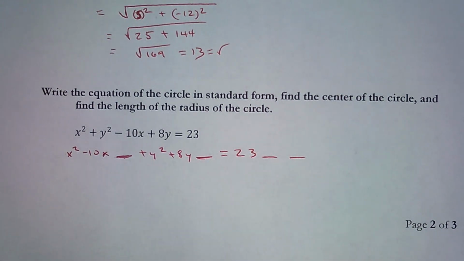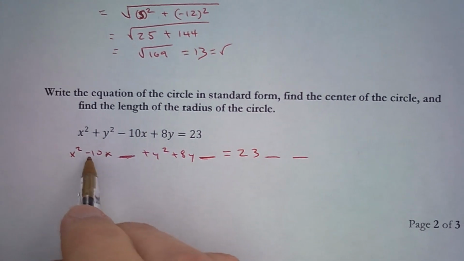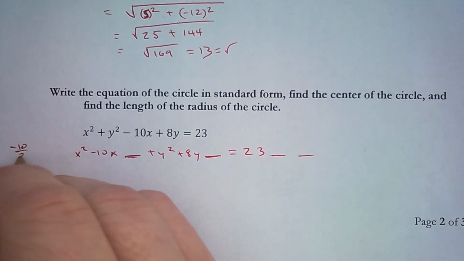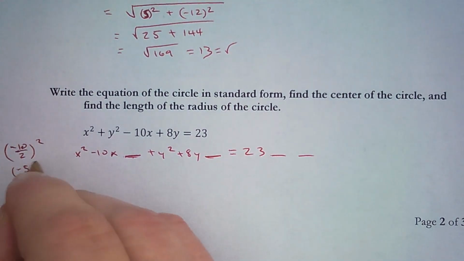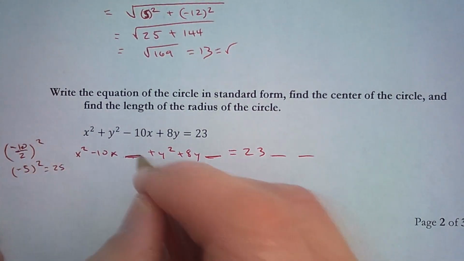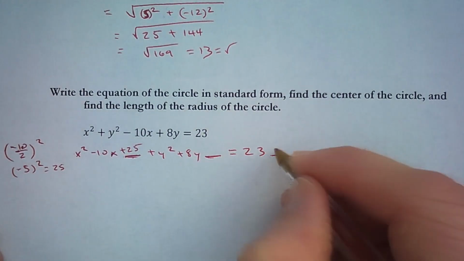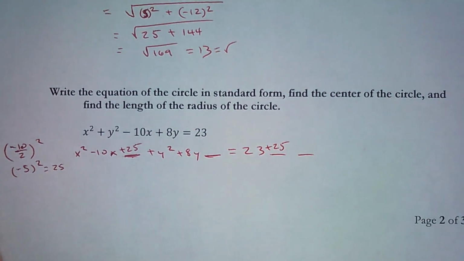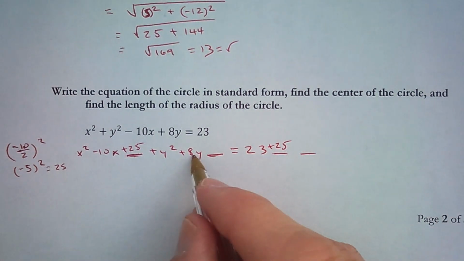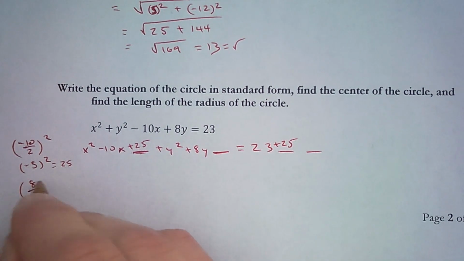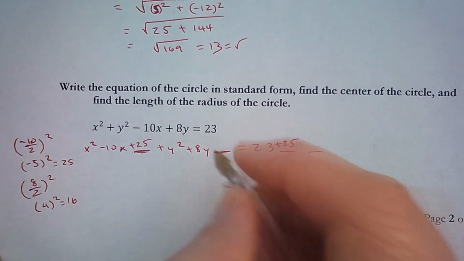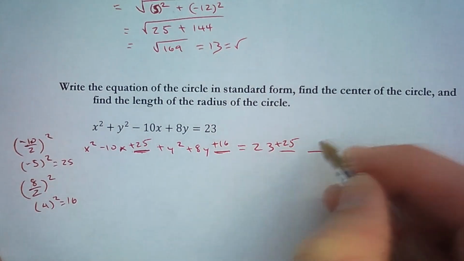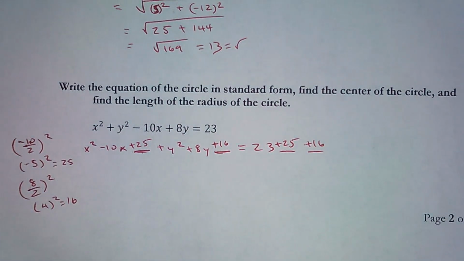Okay, now to fill in those blanks, I do half of b squared, so that's negative 10 divided by 2 squared. And that's negative 5 squared, which is 25. So plus 25 here, and we match that on the right side. Then we do the same with this b right here, 8. 8 over 2 squared, so that is 4 squared, which is 16. So the remaining blanks will be 16.